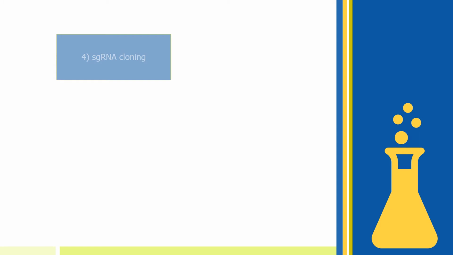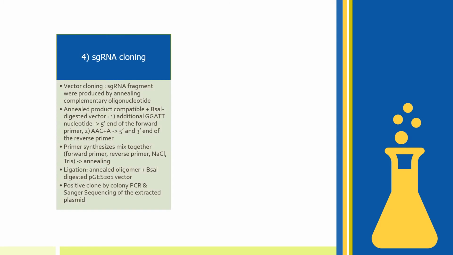For sgRNA cloning, with respect to vector cloning, sgRNA fragments were produced by annealing complementary oligonucleotides. To make the annealed product compatible with the BsaI-digested vector, additional GGATT nucleotides were added to the 5' end of the forward primer. Next, AAC and A were added to the 5' and 3' ends of the reverse primer. Primer synthesis was made together with forward primer, reverse primer, and annealing buffer, then annealing. Ligation used the annealed oligomer and the BsaI-digested pGES201 vector. After E. coli transformation, positive clones were identified by colony PCR and Sanger sequencing of the extracted plasmid.